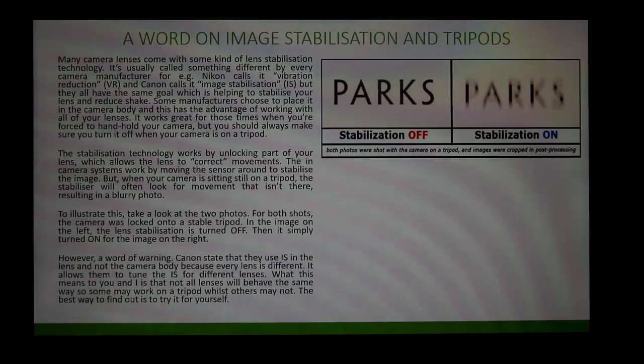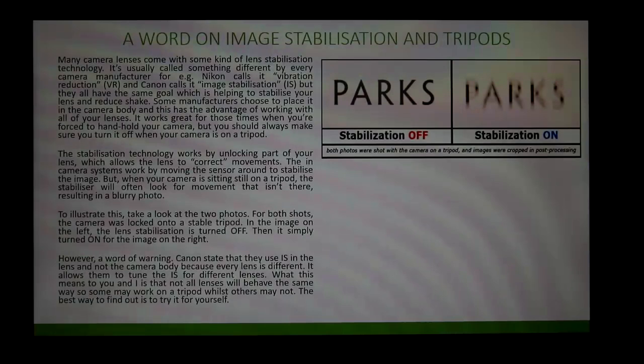However, a word of warning. Canon state that they use IS in the lens and not the camera body because every lens is different. It allows them to tune the IS for different lenses. What this means to you and I is that not all lenses will behave the same way, so some may work on a tripod whilst others may not. The best way to find out is to try it for yourself.